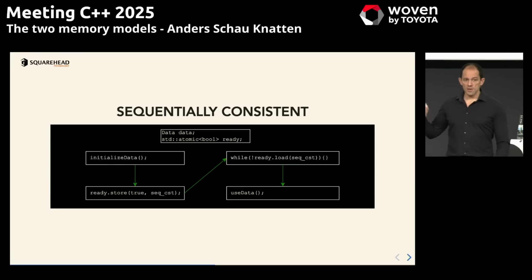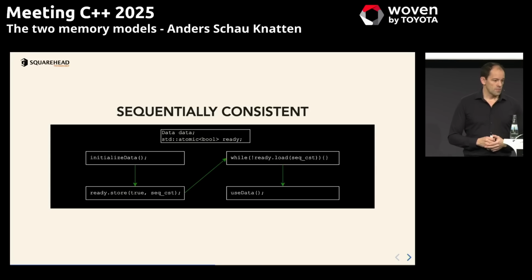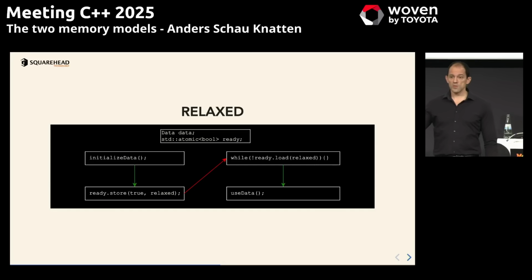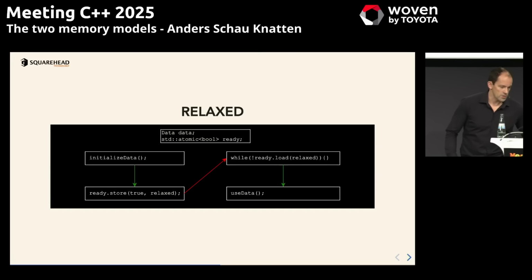So again, here's the correct solution, where I've removed the shorthand ready equals true and shown the full ready.store with sequentially consistent and ready.load sequentially consistent, which makes the arrow green because of sequentially consistent, not only because it's atomic. If I use relaxed, the arrow is now red. So now there's no happens before relationship. So there's no guarantee anymore that the data has also propagated.